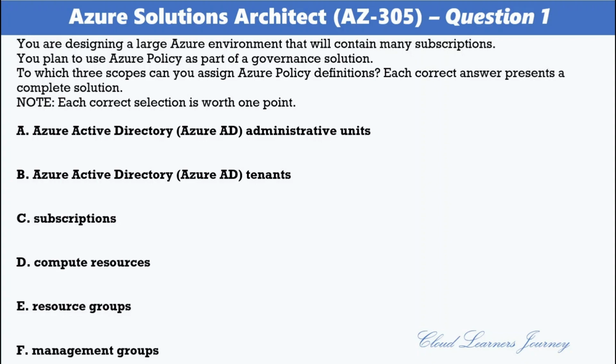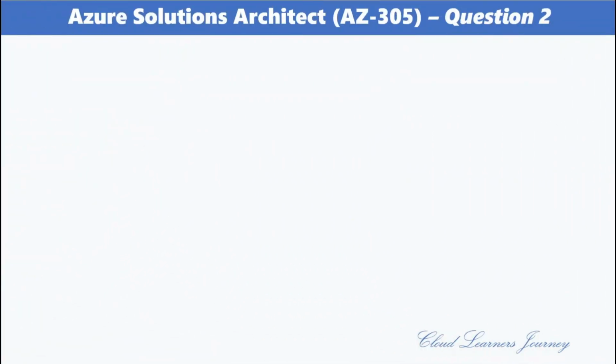And correct options are C. Subscriptions, E. Resource Groups, F. Management Groups. Azure Policy evaluates resources in Azure by comparing the properties of those resources to business rules. Business rules have been informed. Policy definition or initiative is assigned to any scope of resources that Azure supports, such as management groups, subscriptions, resource groups, or individual resource.